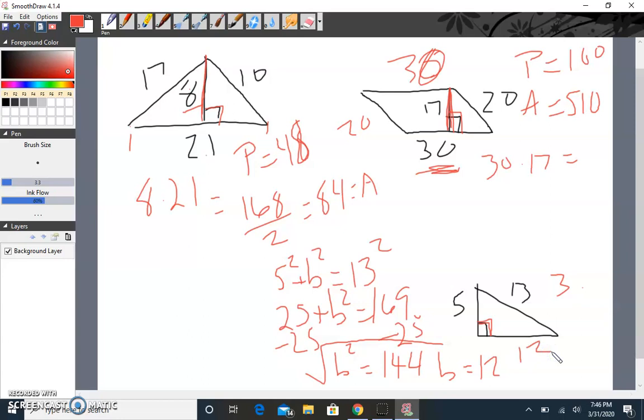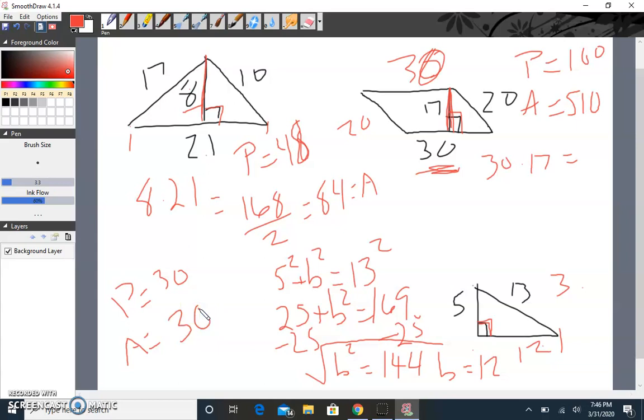So if we take our three sides, 5, 13, and 12, and add them together, our perimeter equals 30. And if we now take our base times height and divide it by 2, we can find our area. Well, our base is the bottom, which is 12. Our height, which is the line going up, is 5. 5 times 12 is 60, divided by 2, and our area is 30 as well.